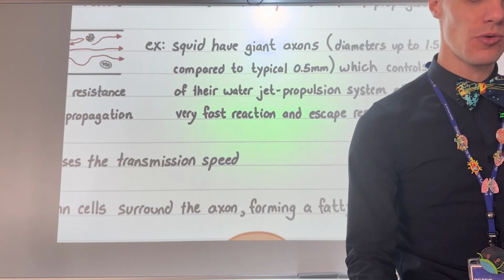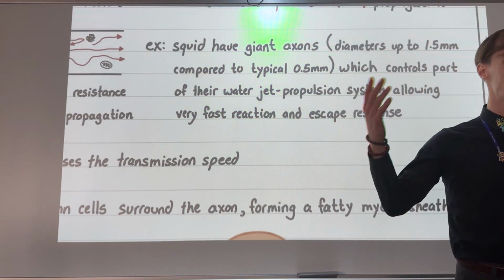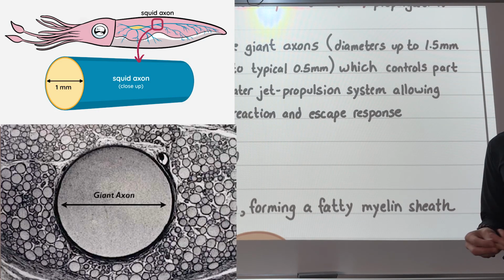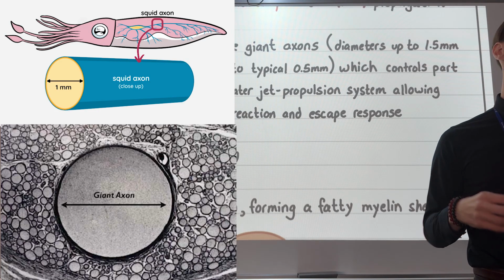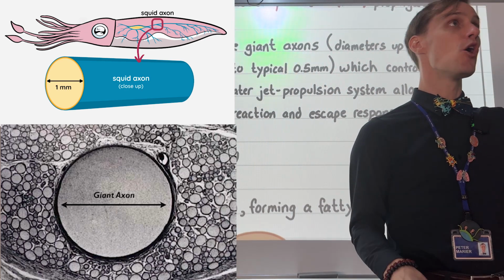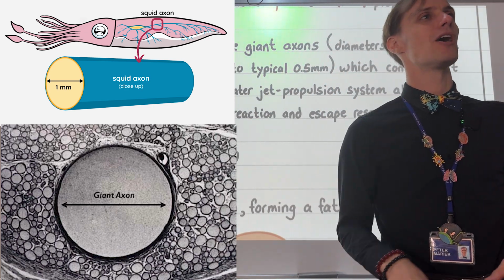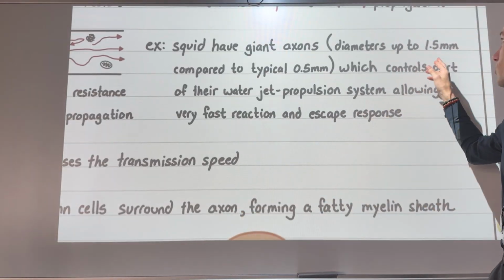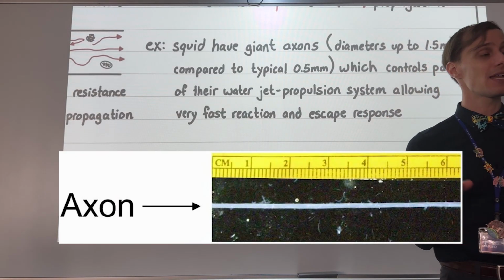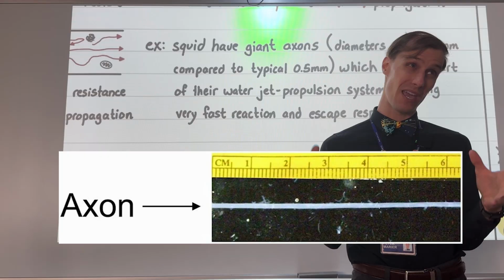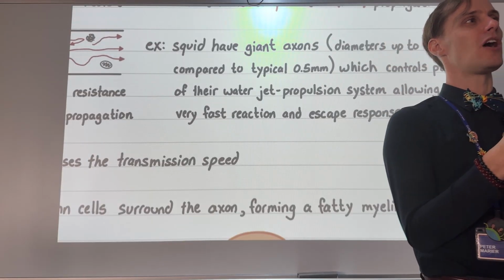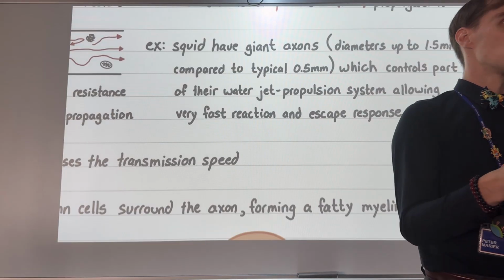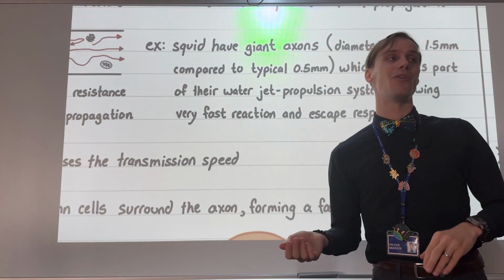Where do we see this in real life? Squid have what are called giant axons, in terms of having a really big diameter. Now, I know when we say really big in biology, it's maybe not what other people are thinking, but a really big axon diameter is 1.5 millimeters. That's quite big, especially when you consider a lot of axons typically have a diameter of 0.5 millimeters or lower. So from a biology point of view, that is huge.